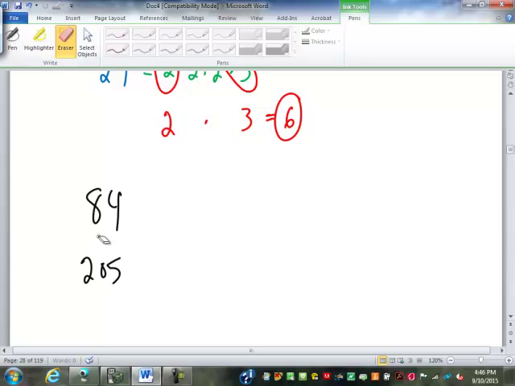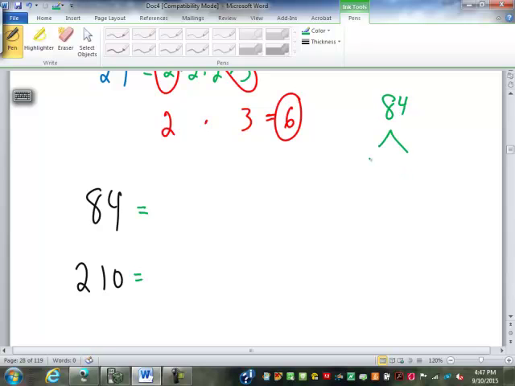What if I asked you for, oops, that's not going to work, just a second. The greatest common factor of 84 and 210. This might require a little more work.